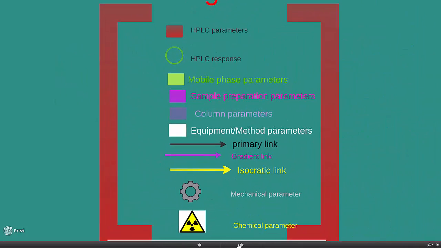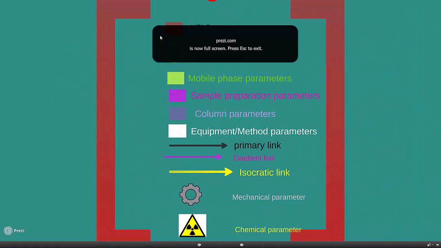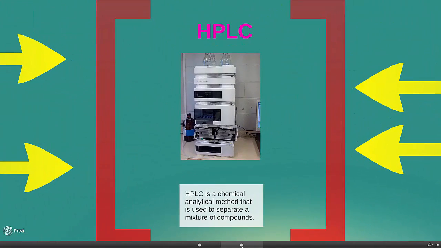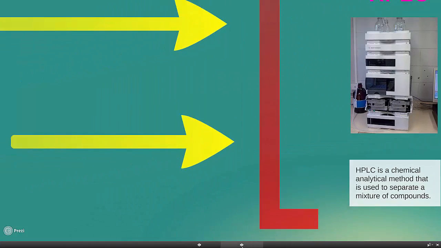So we start with the legend. If you see this icon here, they represent various things in the concept map. For example, this gear here represents a mechanical parameter. So HPLC is actually a chemical analytical method that's used to separate a mixture of compounds.